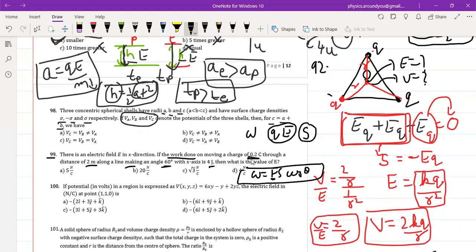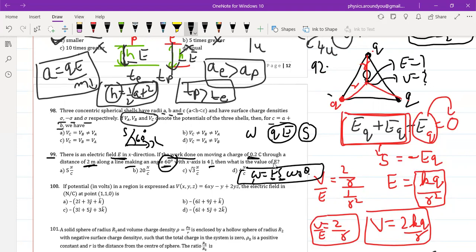Q is given as 0.2. E is what we have to find out. Distance S is 2 meters. And what is the angle between the force and the displacement? Force is acting in the x direction, given electric field is in x direction. Displacement is going in a line making an angle of 60 degrees. So theta is 60, so cos 60 is 1 by 2. S is 2, force is QE, work done is 4 joules. The only unknown is E, get the value of E. Work done is Fs cos theta.